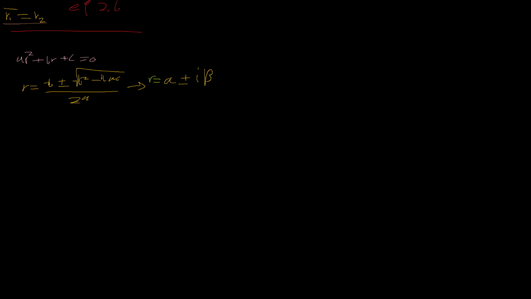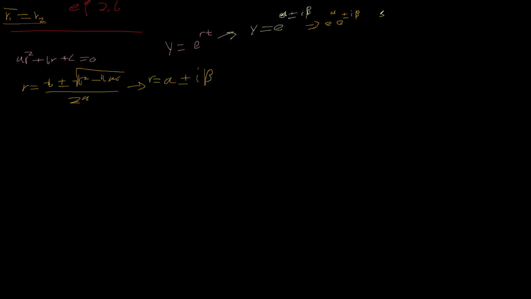So what can we do? And obviously we have y is equal to e to the power of rt. So what do we do here? Well, first of all, let's just write this explicitly. y is equal to e to the power of alpha plus or minus i times beta. And we can split this up. So this becomes e to the power of alpha times e to the power of plus or minus i beta.